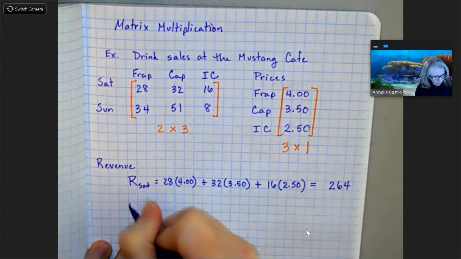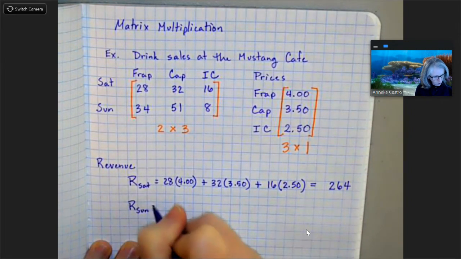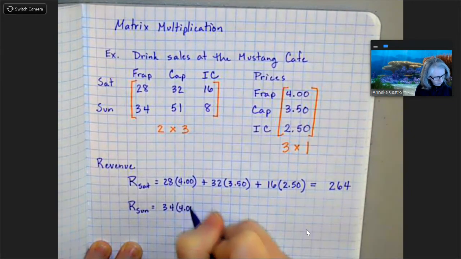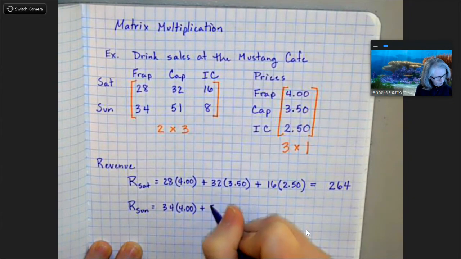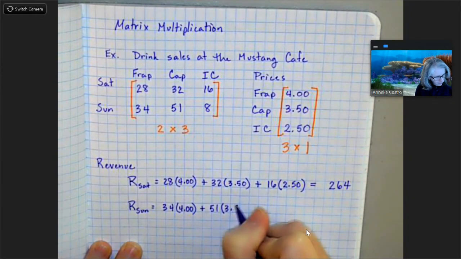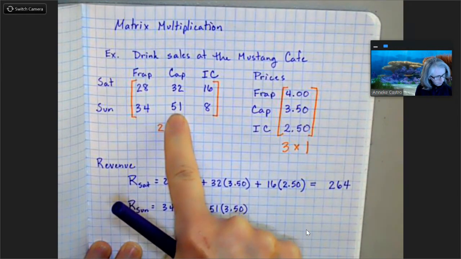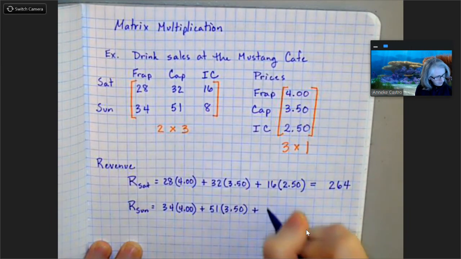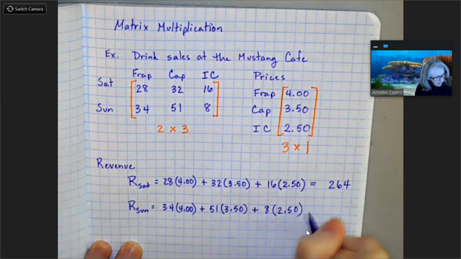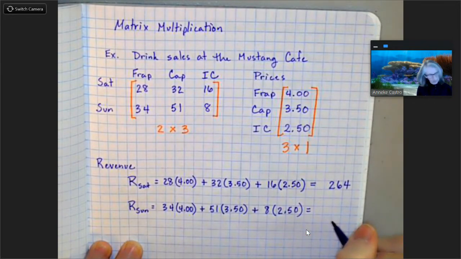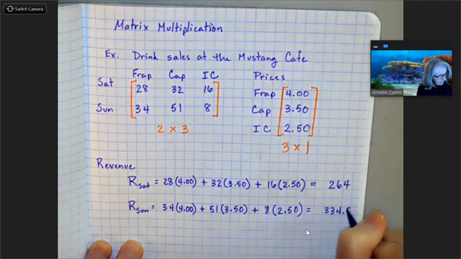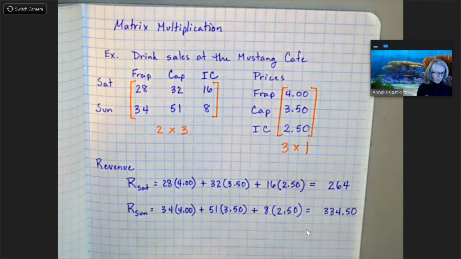So for Sunday, the revenue from Sunday would be 34 times 4 plus 51 times 350. Okay, 51 cappuccinos times 350 plus 8 iced coffees times 250. And again, if we put that into our handy dandy calculator, we're going to get $334.50. And this is our outcome for each day.